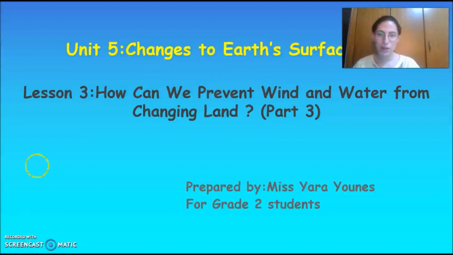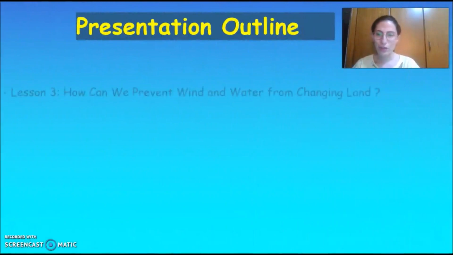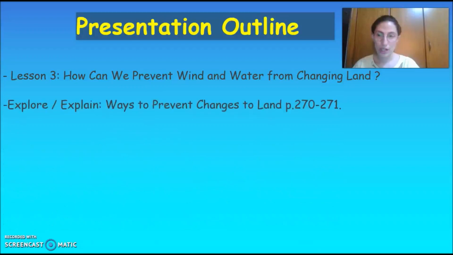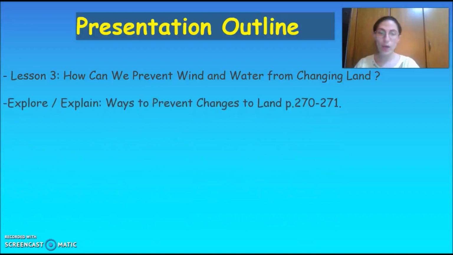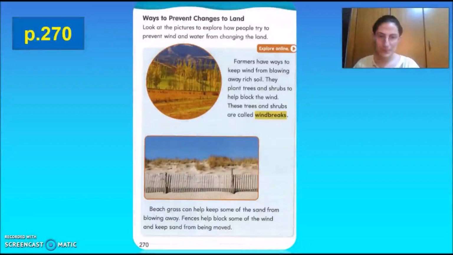Today we're going to continue with Unit 5, Changes to Earth's Surface, Lesson 3. How can we prevent wind and water from changing land? Part 3. For today we're going to cover the following points. Explain ways to prevent changes to land, page 270-271. Explain landslide solutions, page 272.